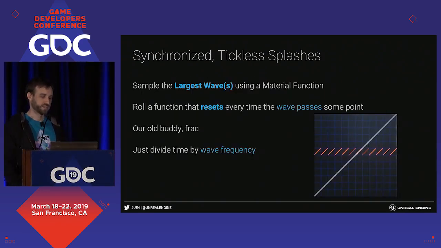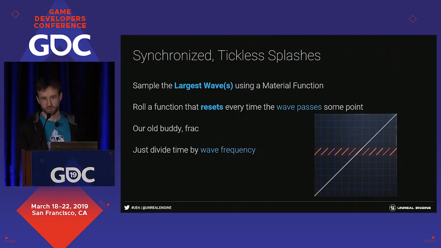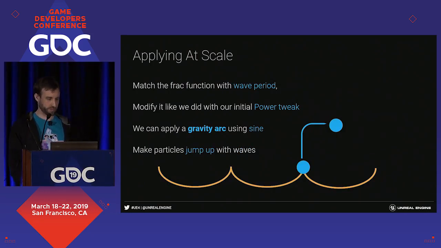So if we want things like synchronized tickless splashes, what we end up using is that same frac function we mentioned before, but we'll need to modify and divide our time so that the looping period matches the frequency of the largest wave. Or if you want to get really fancy, maybe you pick the largest 2 waves of your Gerstner wave simulation. What we're really looking at is matching the function of the frac with the wave period, and then we can modify it from there, like with the power tweak or the gravity arc with sine wave.